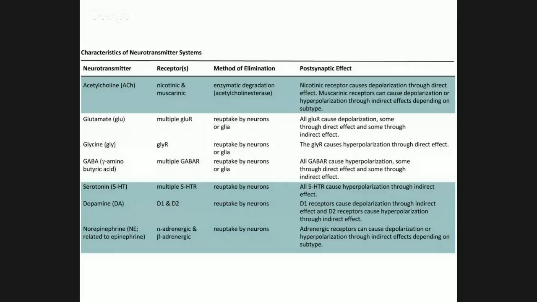And D1 receptors cause depolarization through indirect effects. They're metabotropic type receptors, and they depolarize the target neuron. D2 receptors cause hyperpolarization through indirect effects. They're also metabotropic receptors, but they hyperpolarize the target cell instead of depolarize.